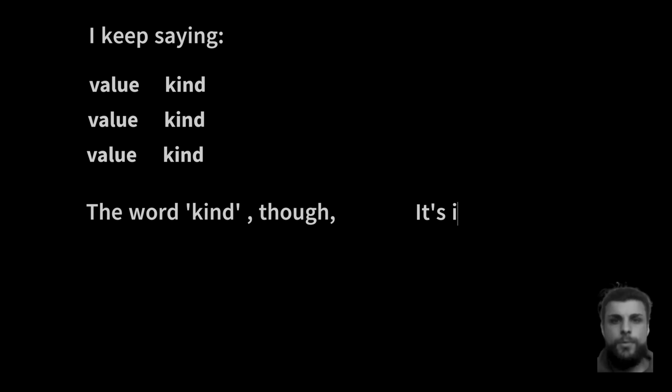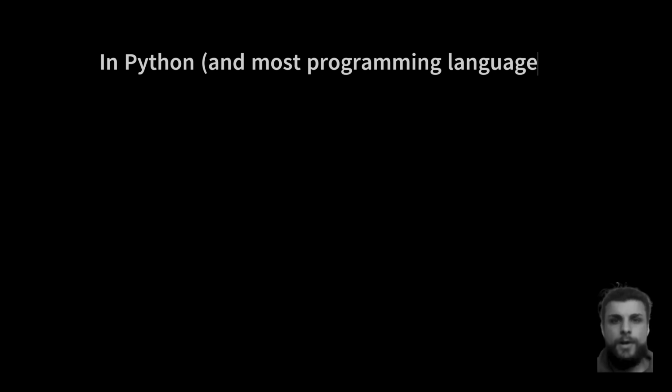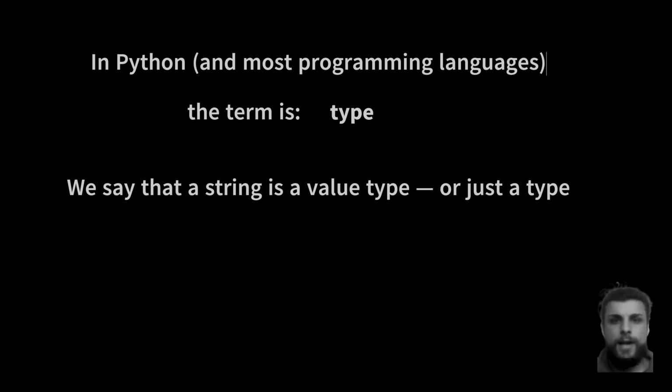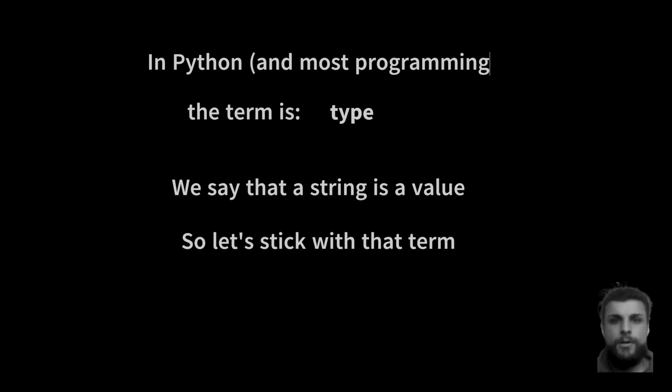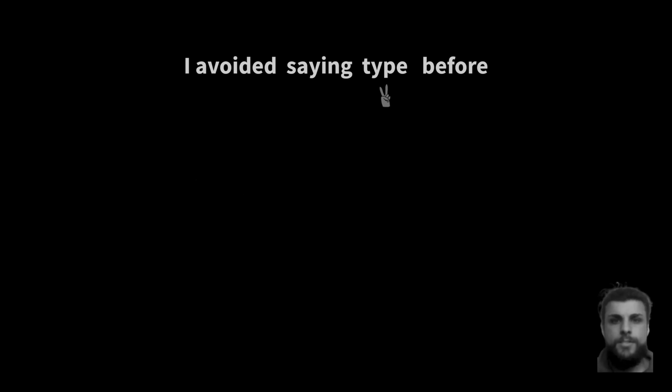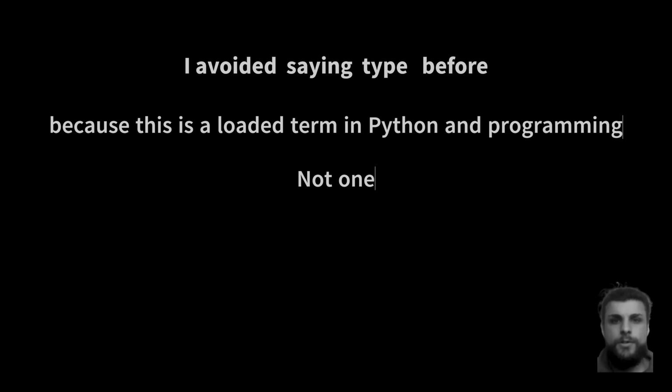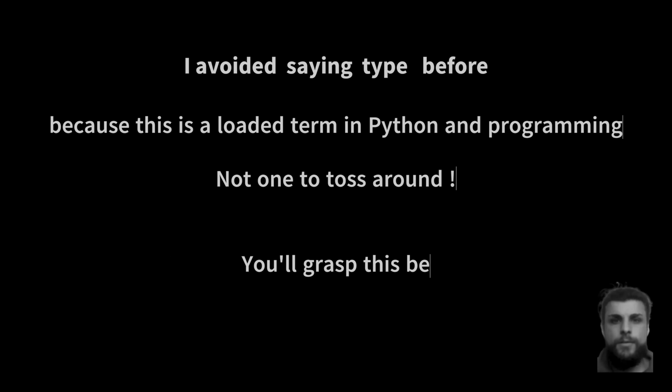It's inappropriate. In Python, and most programming languages, the term is type. We say that a string is a value type or just a type. So let's stick with that term from now on. I avoided saying type before because this is a loaded term in Python and programming, not one to toss around. You'll grasp this better in lesson 1.2 and later with the classes topic.